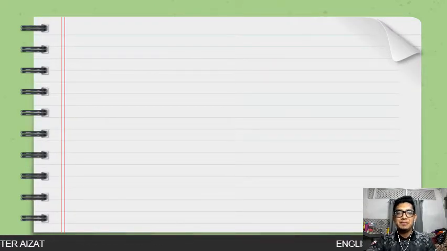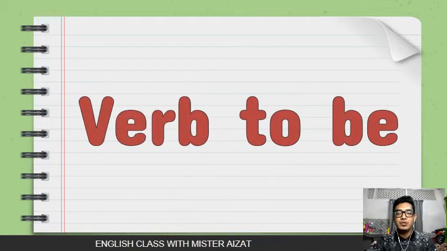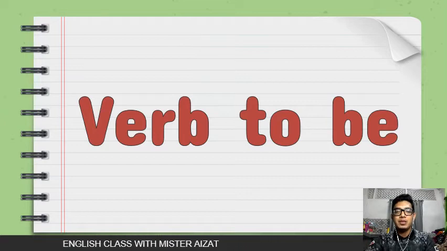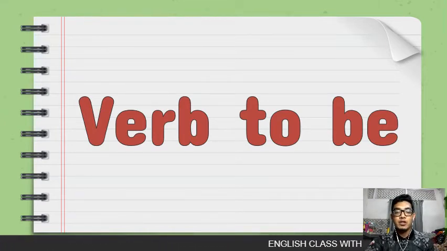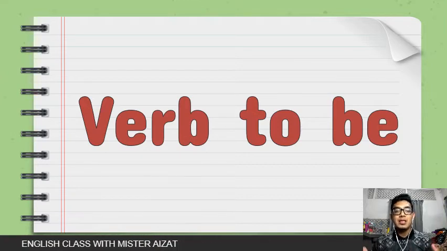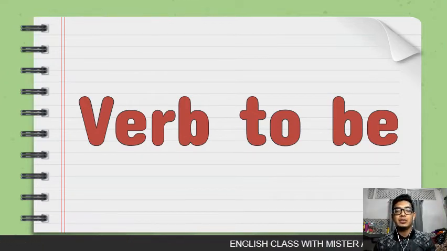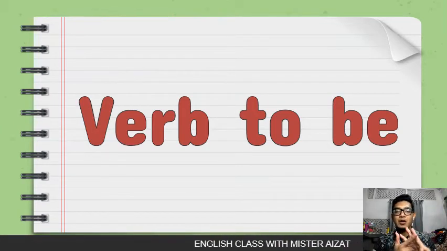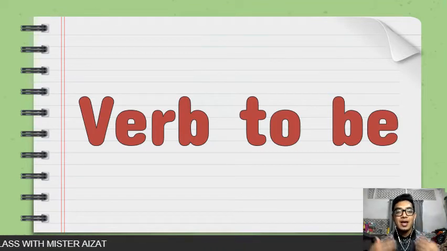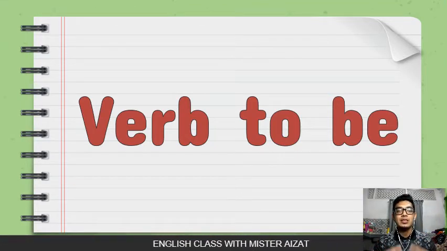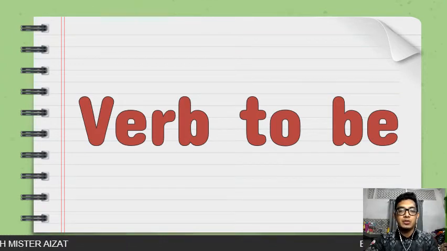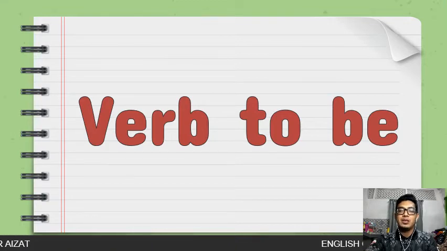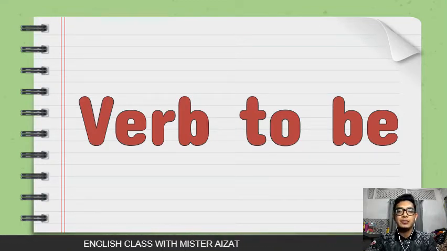For today's lesson, we are going to learn about verb to be. As you all know, verb is something that you do. For example, swimming, reading, cooking, sleeping, or eating. Basically, anything that you do is called a verb. But for today, we are going to learn about verb to be. So what is verb to be? Okay, let's proceed to the next slide.